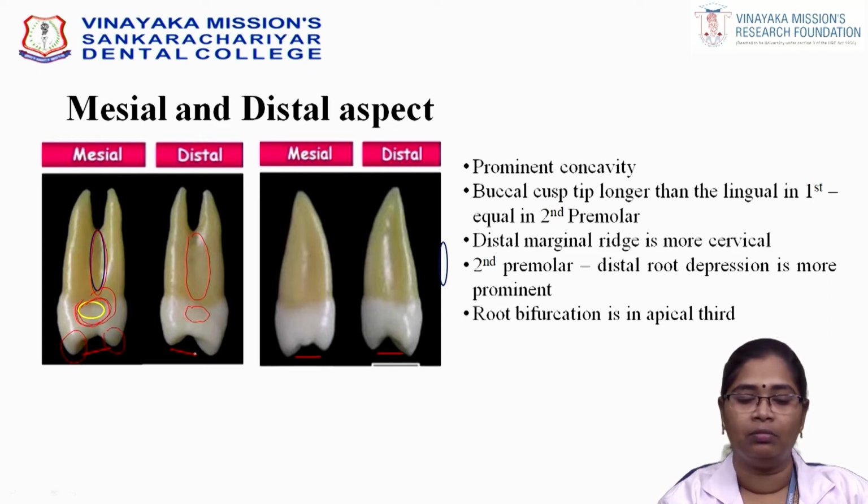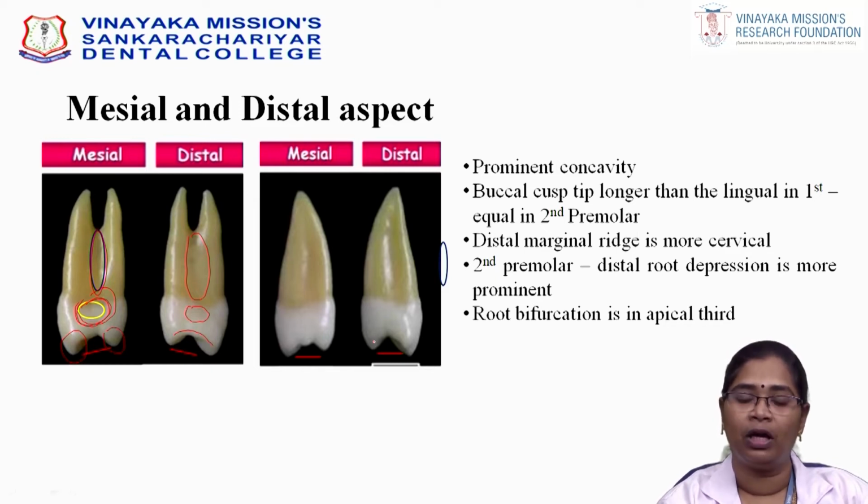The other features are, again, even from the distal aspect, there is a longer buccal cusp and a shorter lingual cusp. Another feature is the distal marginal ridge. That is present more cervical. The distal marginal ridge is present more cervical on the distal aspect when compared to the mesial aspect. It is more occlusal on the mesial aspect of the first premolar.